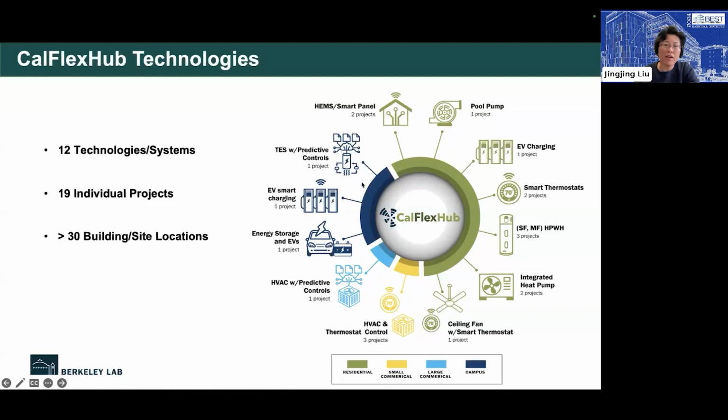And then we also have a few projects on campuses. So we're collaborating with UC Merced, where we're using predictive control to leverage their chilled water thermal energy storage tank to shift load. And we're also working with UC San Diego, where we're shifting load with EV charging on their campus, as well as some stationary batteries.